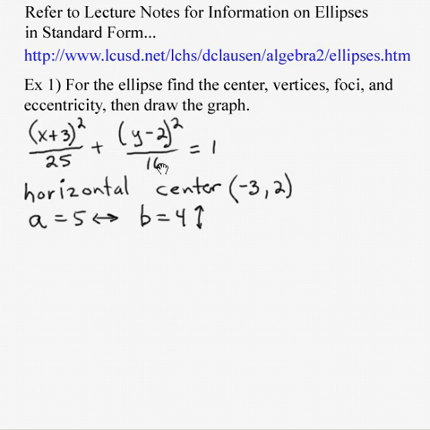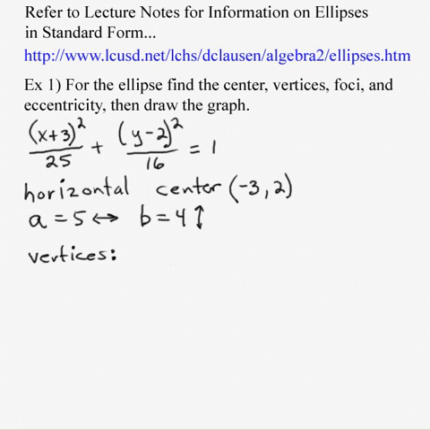B is going to be the square root of the smaller denominator, and we're going to go up and down 4 from the center, but that doesn't give us foci. Neither one of these gives us foci. It gives us vertices on the ellipse. Just thinking of the next thing that's coming up. So we're going to go left and right from the center to find two vertices on the ellipse, up and down 4 points from the center to find the other two vertices on the ellipse.